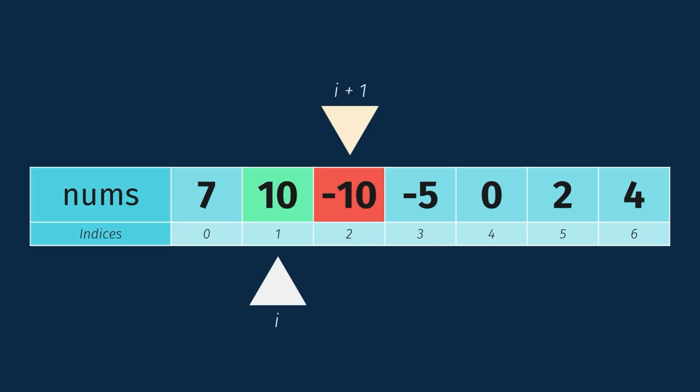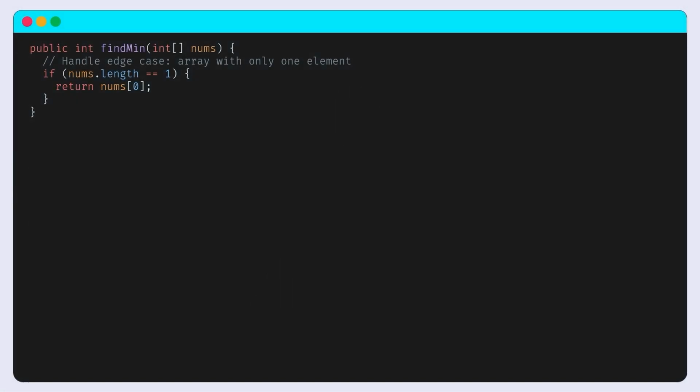Easy, right? So, for its code implementation, first, we handle the same edge case. If the array has only one element, there is no rotation to worry about. That single element is both the minimum and maximum. So we check if nums.length is 1 and return nums at the index of 0.